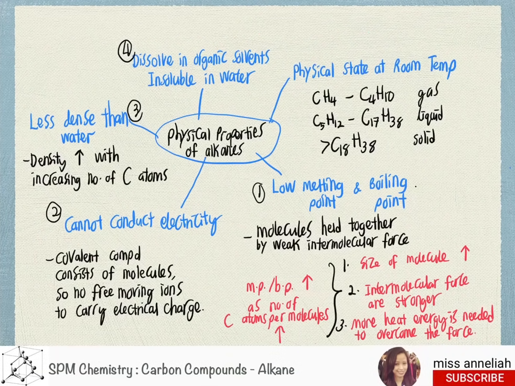Next, we will discuss the physical properties of alkane. I will start with physical states at room temperature. The first 4 alkanes, methane, ethane, propane, and butane, are gases at room temperature. The next 12 alkanes from C5 until C17 are liquids, while the rest from C18 onwards are solid.